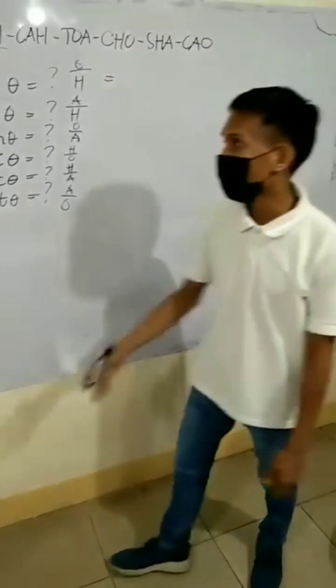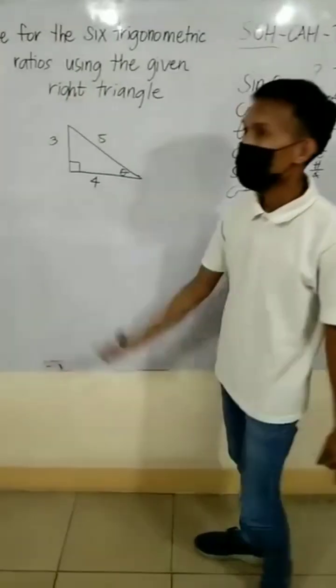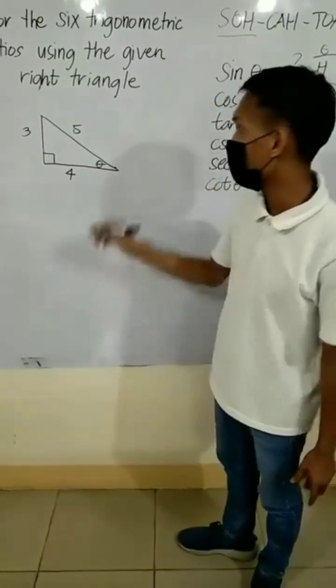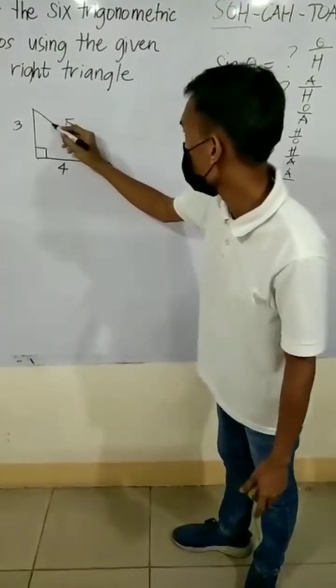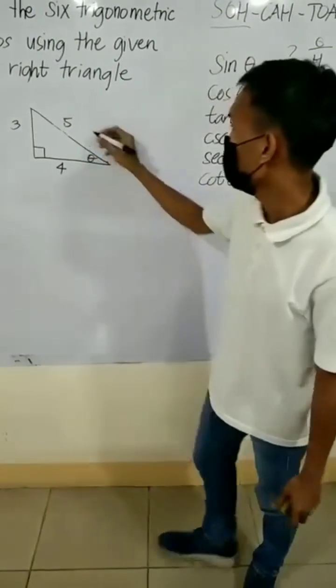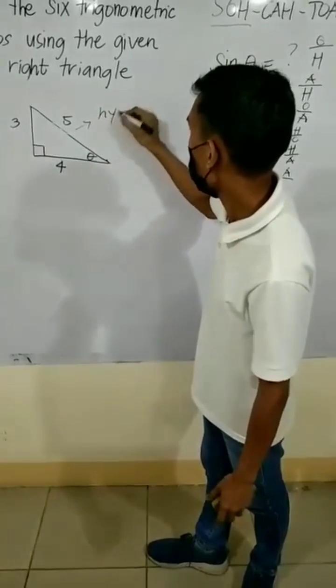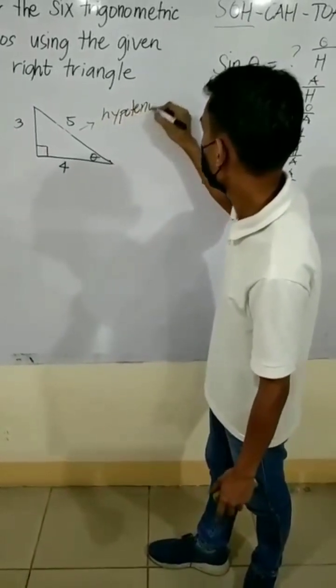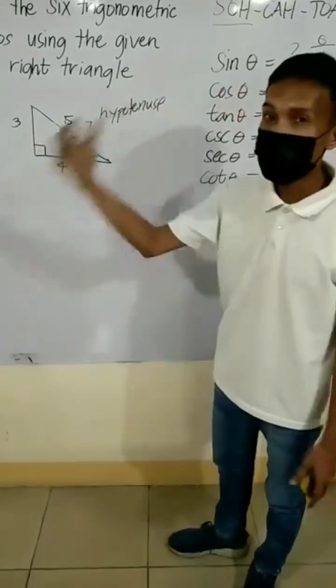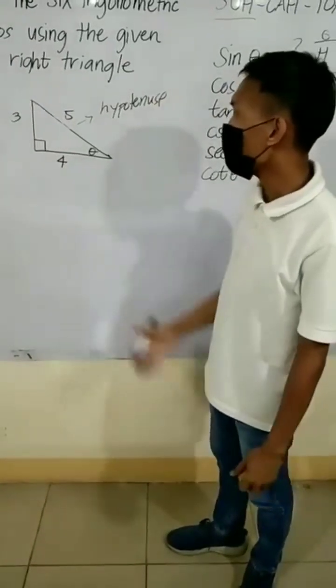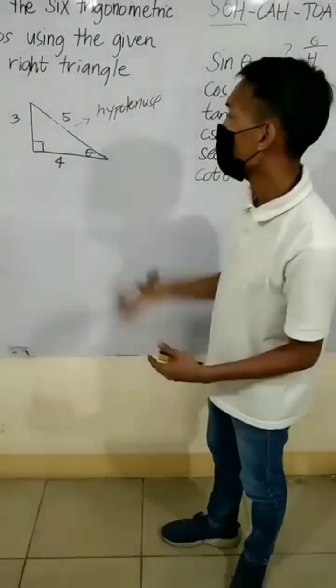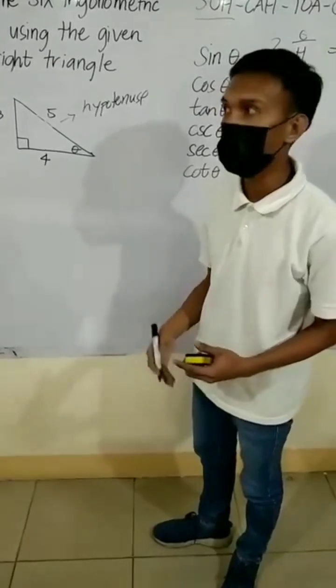Now let's recall that in a given right triangle, the side opposite to the right angle, which is this, is the hypotenuse. Now the adjacent or the opposite could vary depending on your reference angle or your theta.